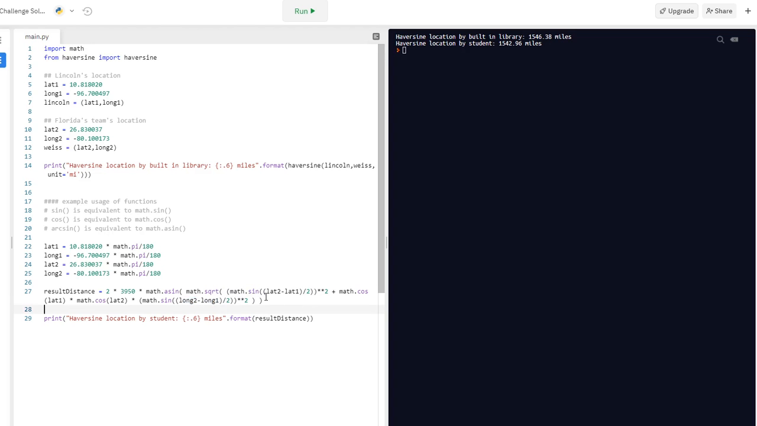It's really hard to think about as one big thing in total. But if you take this problem and break it down into chunks, starting from the biggest piece outside, we have this multiplied by 2 and then 3,950 and then some other junk. Now we can start breaking down the other junk by taking the arcsine, the square root, and working on those individual parts.